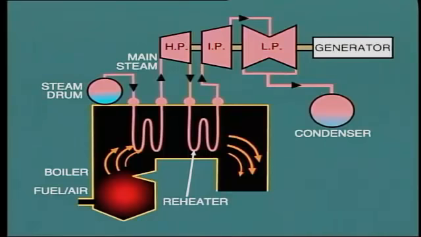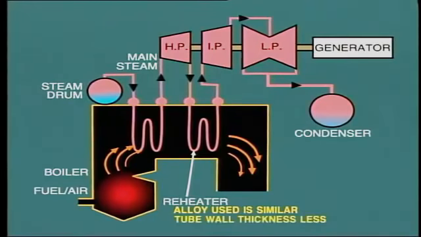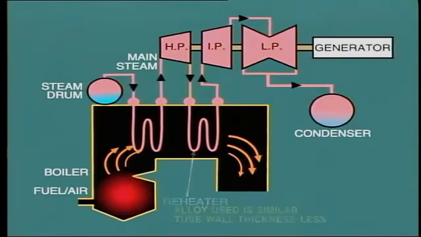The reheater tube banks are usually dispersed with the superheater banks because the temperature requirements are similar. For this reason, the type of alloy used for tube metal is similar, but the tube wall thickness is less due to the fact that the reheat steam pressure is much lower than the main steam pressure.